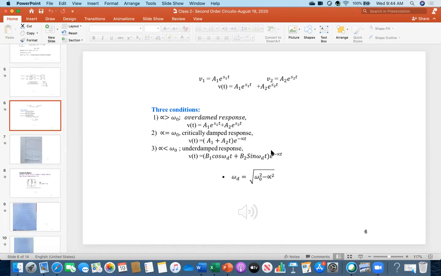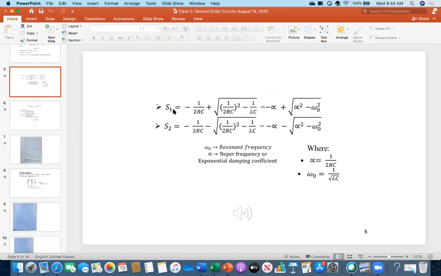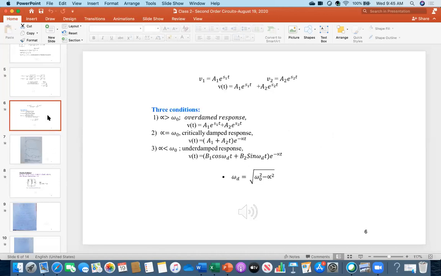In each equation, you see A1 and A2, and in the third expression, B1 and B2. Therefore, in each case, you have to find out two constants, and then the S1 value and S2 value, and this is the alpha value. But you can easily get those values. You see, this is the S1 expression, this is the S2 expression, and you know how to calculate alpha. This is the alpha value, and this is the omega naught value. So from the circuit parameters, you can find out these two. Then you can compare which equation to choose.